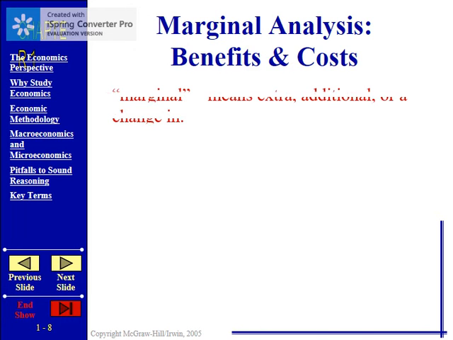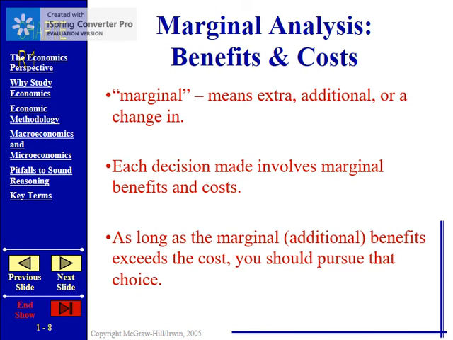Marginal analysis, costs and benefits. Marginal means additional. And we have kind of a simple rule with marginal cost and marginal benefit analysis. As long as the additional benefit of something exceeds the cost, pursue that choice. If the benefit of getting an extra hamburger after I've eaten my first hamburger is more than it costs me to get the hamburger and the time to consume it, I buy the hamburger. It's pretty simple. But in the real world, sometimes it gets complicated when we look at long-term costs and benefits that we don't calculate instantaneously.